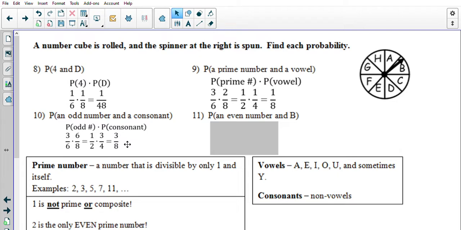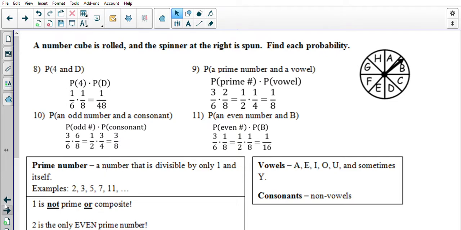Number 11, find the probability of an even number and B. So for an even number, that is going to be 3 out of 6. B, there is only one section labeled B out of 8, which is 1/8. So we do 1/2 times 1/8. When we reduce those fractions, that will get us 1/16.